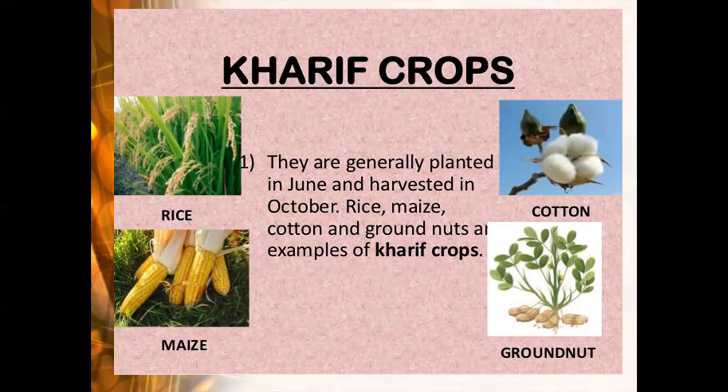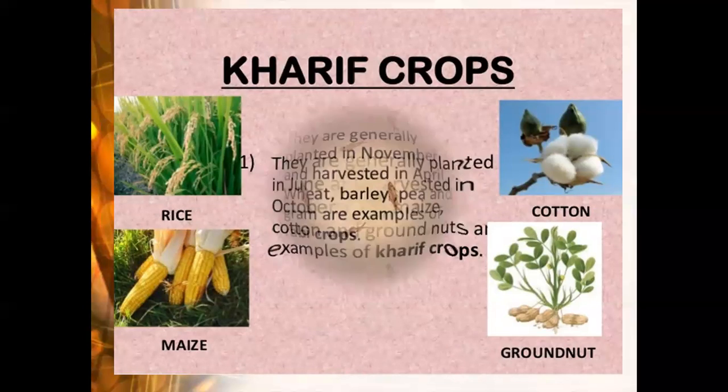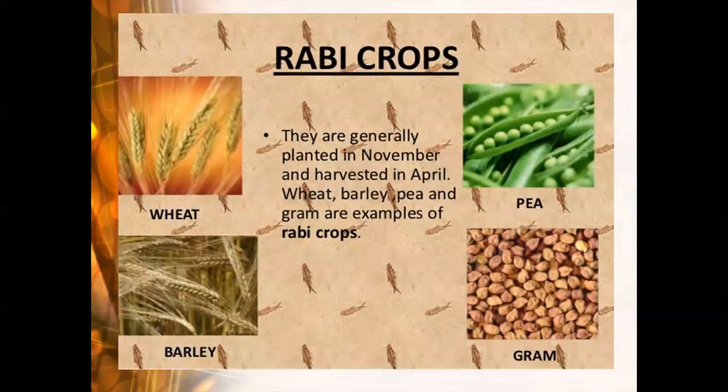The rainy season in India is generally from June to September, and some examples of kharif crops are paddy, maize, soybean, groundnut, cotton, etc. Kharif crops are generally planted in the rainy season, that is in June, and they are harvested in September or October. Then the next type of cropping pattern is rabi crops.